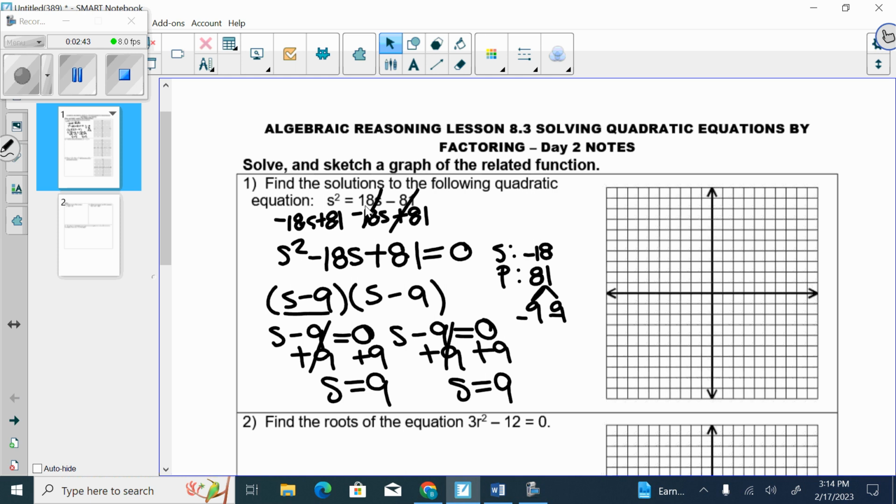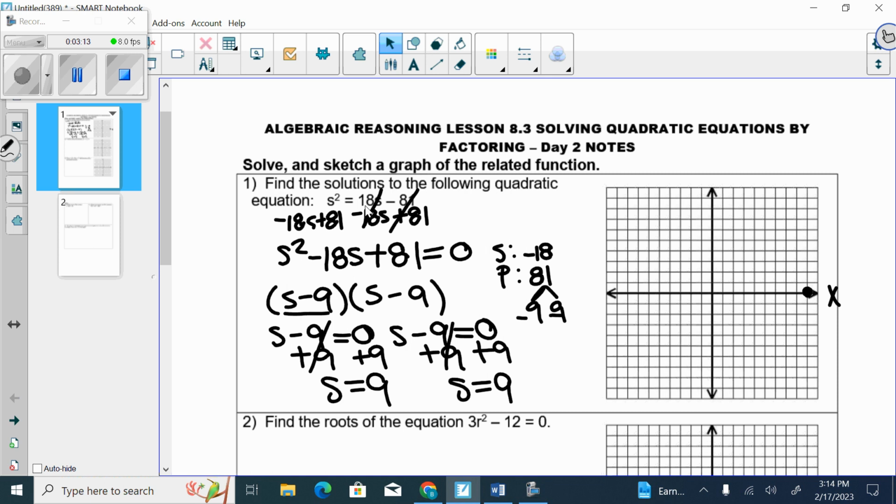So if this is a 0, that's the same thing as, remember, an x-intercept, a solution, and a root. All those mean the same thing. Where do we find those on a graph? Where do I find an x-intercept? On the x-axis. So it's going to be on this line at, where did we say it was? 9. Okay. So I put myself a point at 9.